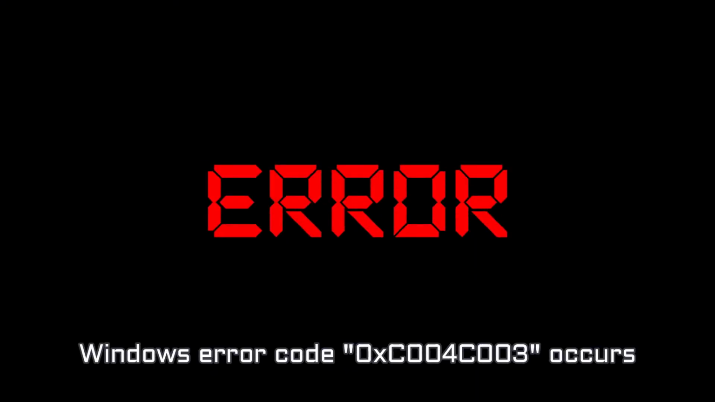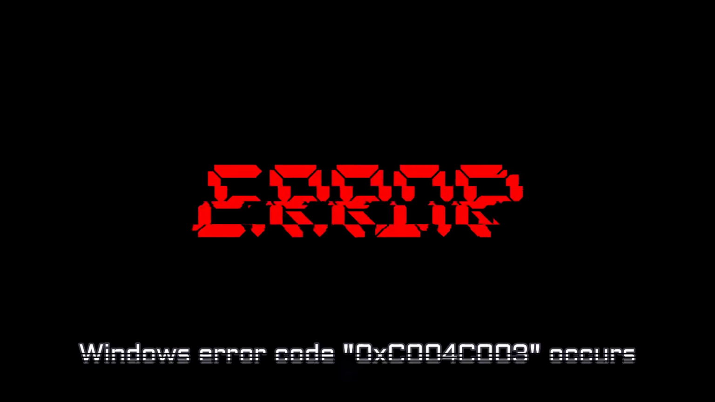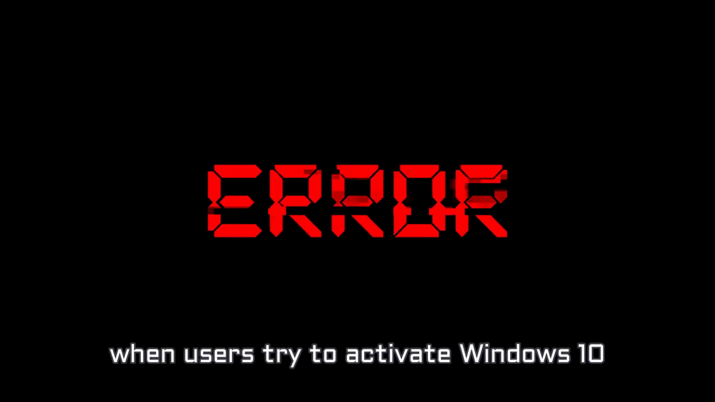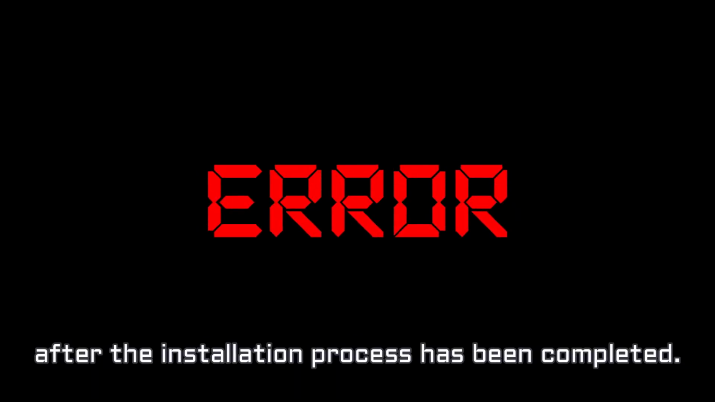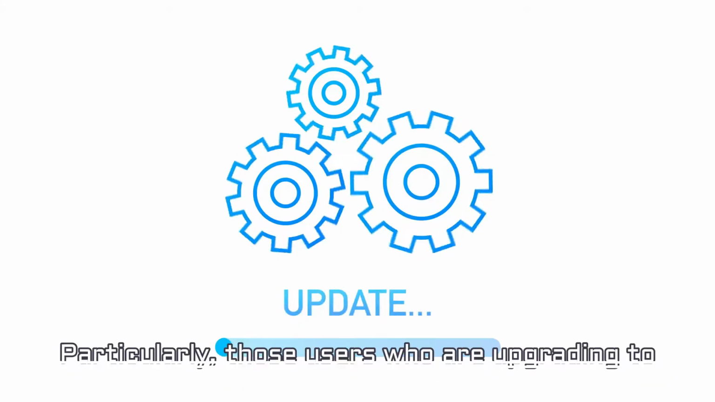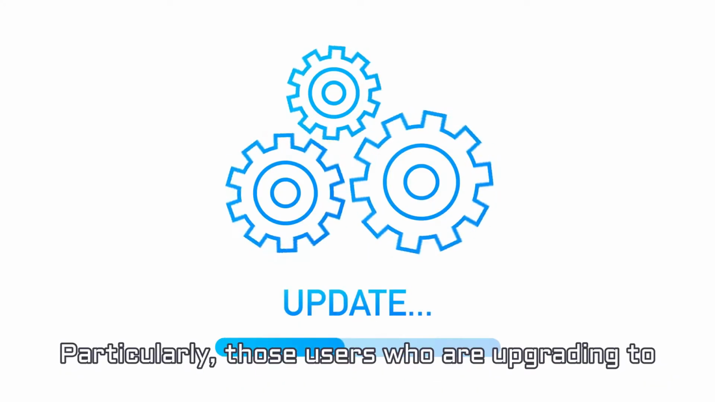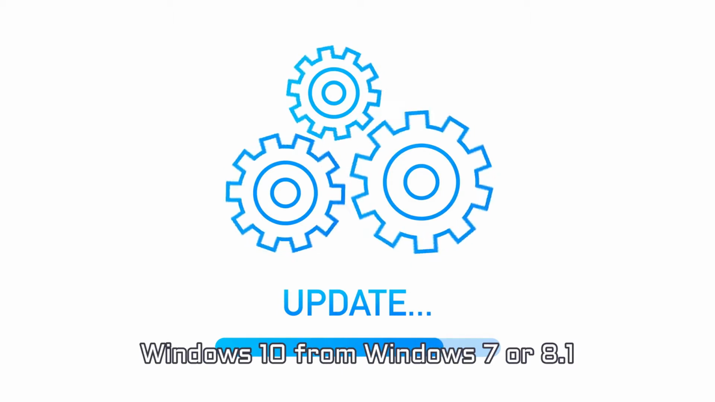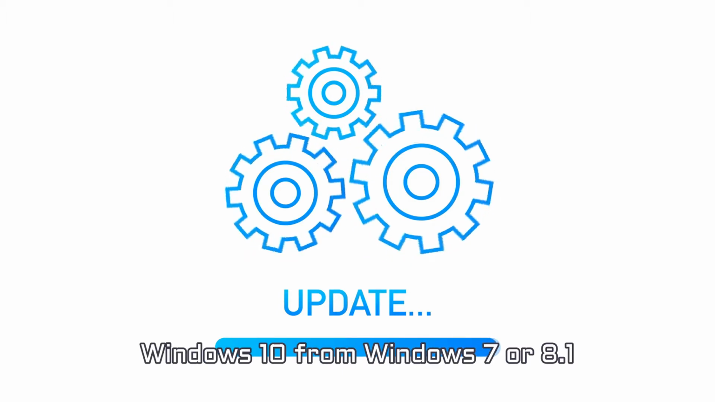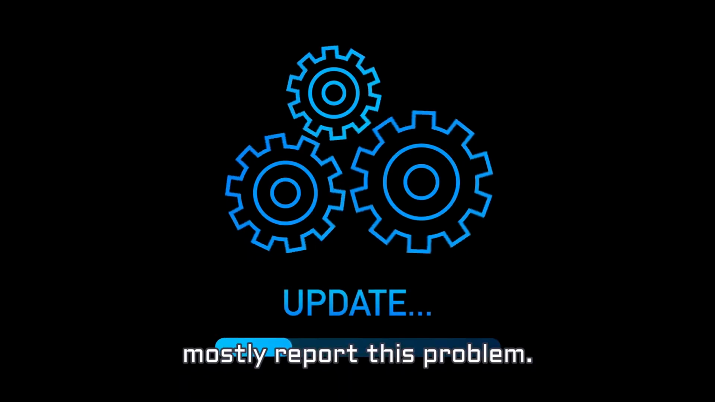Windows error code 0xC004C003 occurs when users try to activate Windows 10 after the installation process has been completed. Particularly, those users who are upgrading to Windows 10 from Windows 7 or 8.1 mostly report this problem.